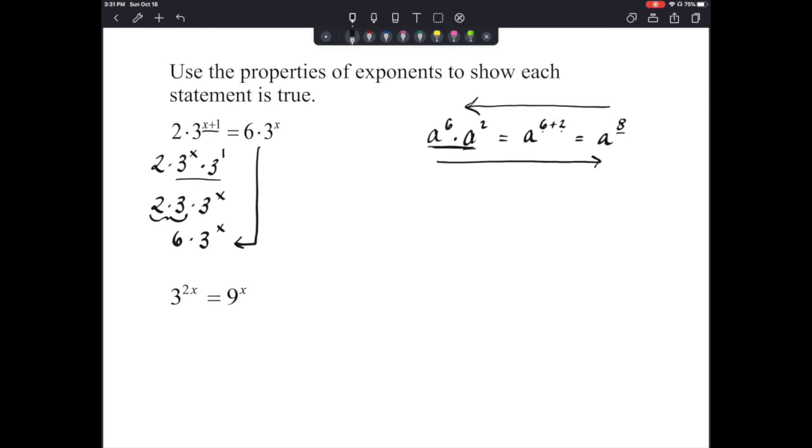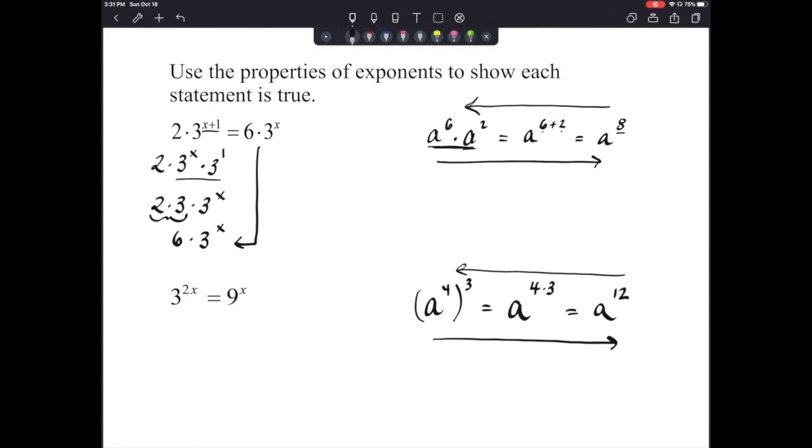Now you can use other properties of exponents as well. Remember your property where you've got, say, a to the 4th power, and you're raising it to the 3rd power. We know that we can actually take it and say that's a to the 4 times 3rd power, or a to the 12th power. Again, we're used to going this way, but we can go back this way as well. So as I look at 3 raised to the power of 2x, I could think about this as being 3 squared raised to the power of x.